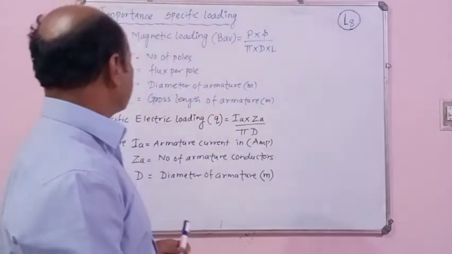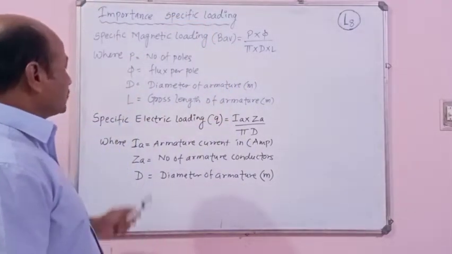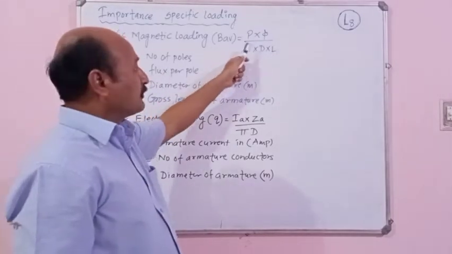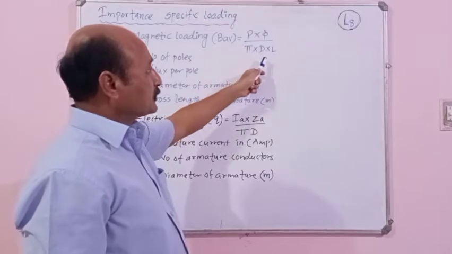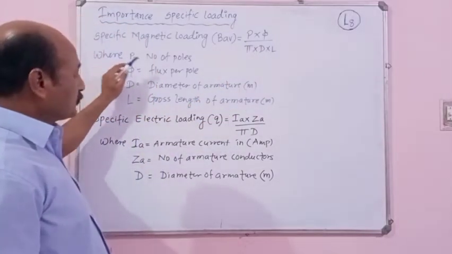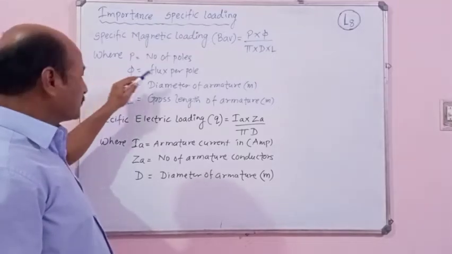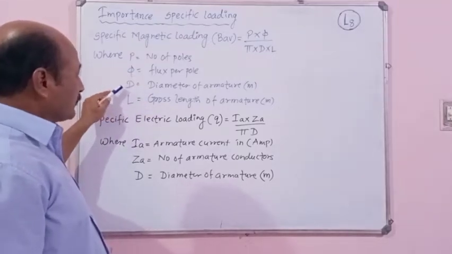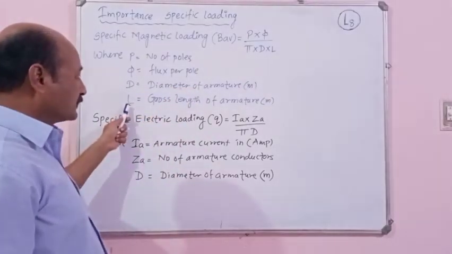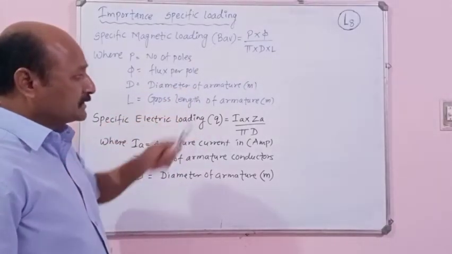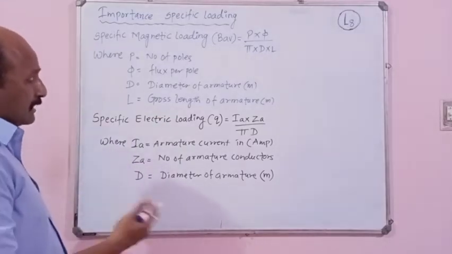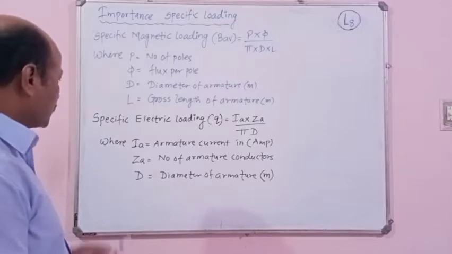So in the specific loading, we have the specific magnetic loading, which is equal to P into phi divided by pi into capital D into capital L, where P equals the number of poles, phi is nothing but the flux per pole, capital D equals the diameter of the armature in meter, and L equals the gross length of the armature in meter. So this is the specific magnetic loading.